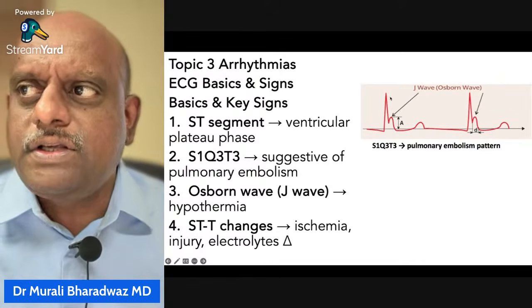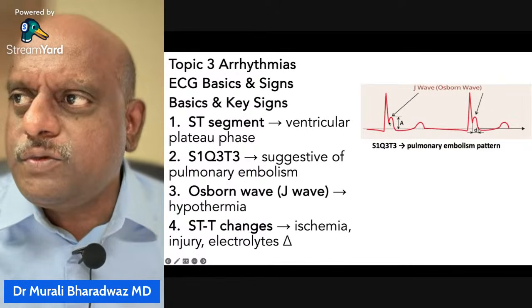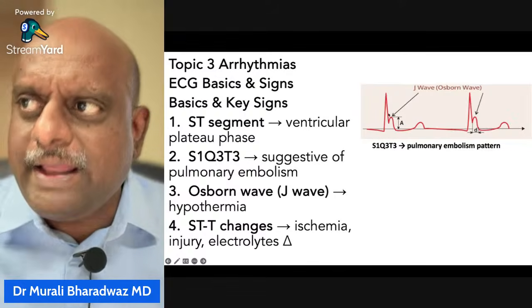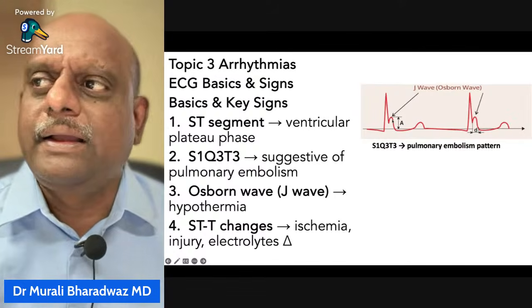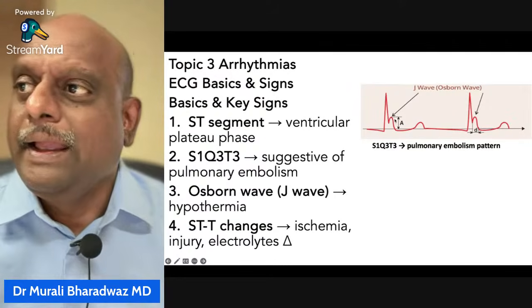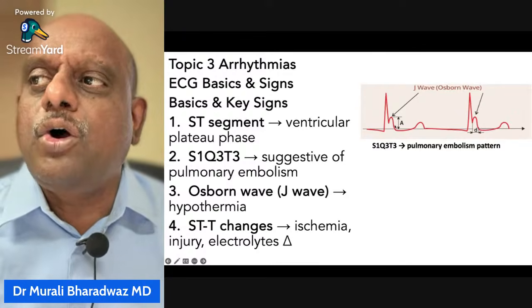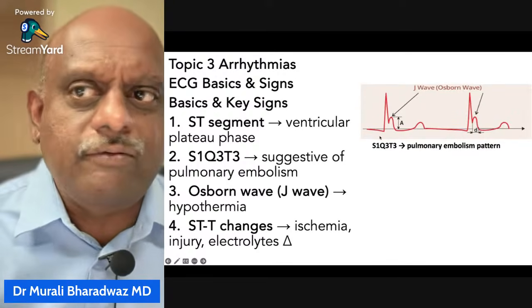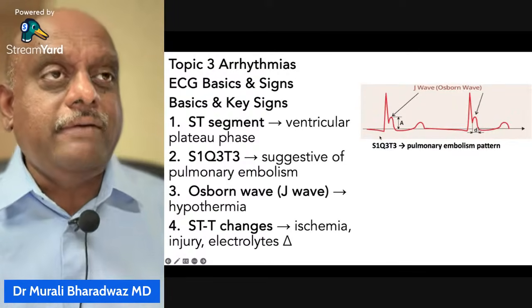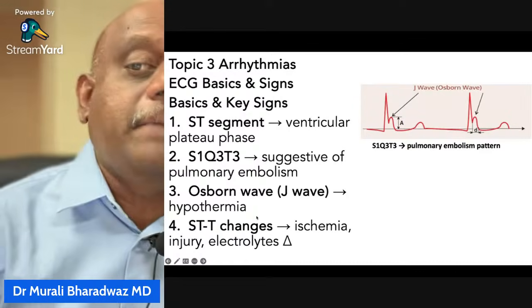There is a wave called J wave, typically in the QRS complex, right? This is T wave, this is QRS. There is a small wave immediately at the end of the QRS. That small nick is called J wave, Osborn wave. Osborn wave is the hallmark of hypothermia.